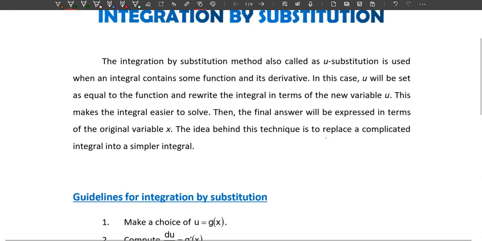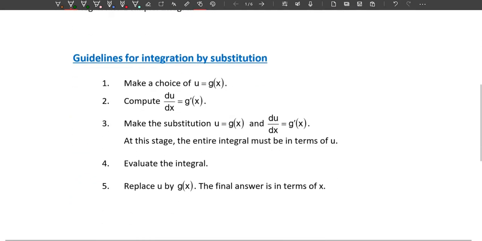Right now, let's say we have an integral. The first thing you need to do is make a choice of u, which is equal to g(x) or g(y), g(t) or whatsoever. Then we compute du/dx, differentiating u with respect to x. Then we substitute the terms u and dx in the integral, and evaluate the integral with respect to u. At the final stage, we replace u by g(x), so that the final answer is in terms of x.